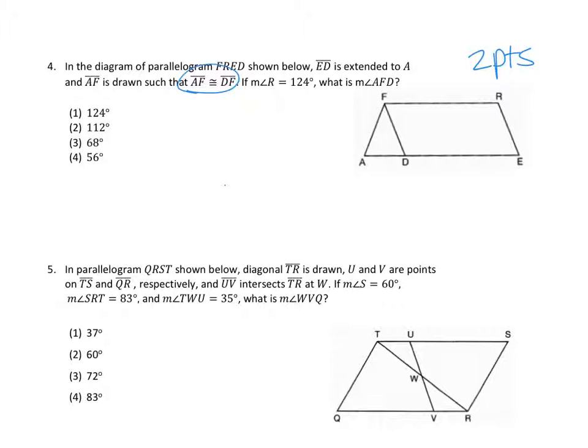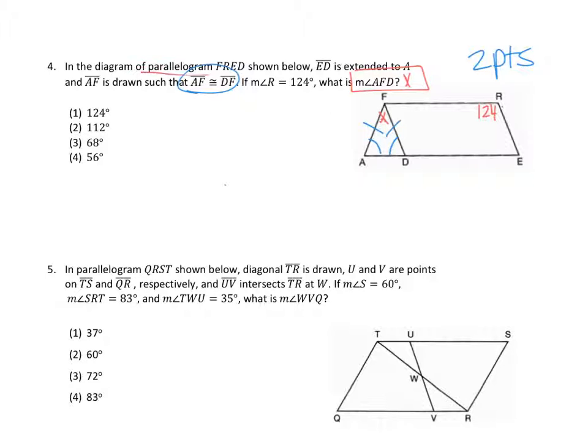So for number 4, it says, in the diagram of parallelogram FRED shown below, ED is extended to A, and AF is drawn such that AF is congruent to DF. Here we go again with 2 congruent sides, which then means we have 2 congruent angles. You might as well mark it up right away. As soon as you mark up those sides, mark up the angles as well. If the measure of angle R is 124, what is the measure of angle AFD? A to F to D, right here. So I'm going to call this X, and in the end, that's what we're looking for, the measure of angle X.